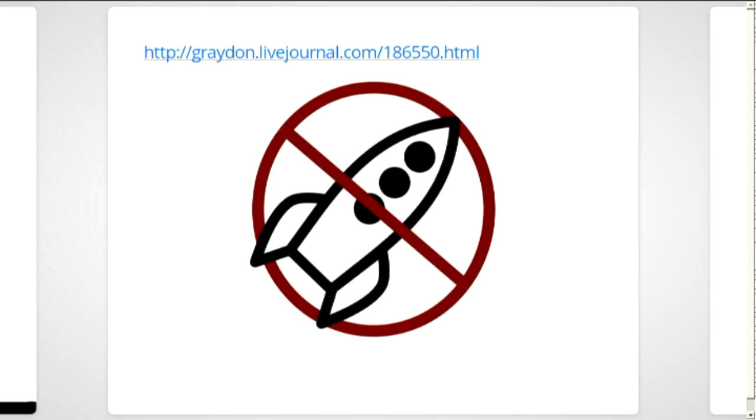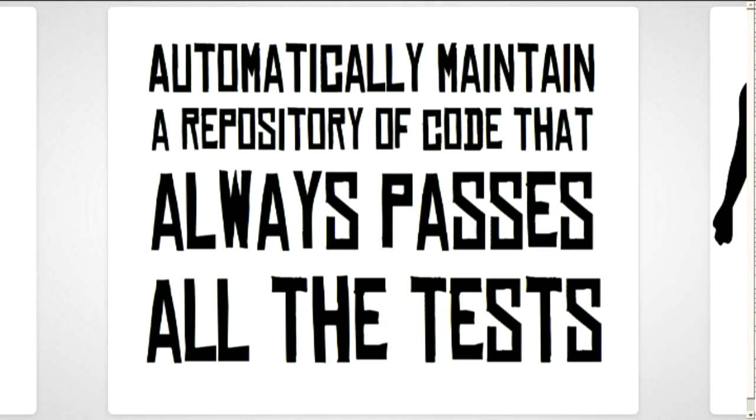So we solve this with a basically systemic belief in the community that Graydon, the guy who initially started Rust, quantified as the not rocket science rule of software engineering. If you only take one slide away from this talk, I want it to be this one. The not rocket science rule of software engineering says that you should automatically maintain a repository of code that always passes all the tests. This might sound obvious, this might sound impossible, but we have a pile of automation that does this for us.